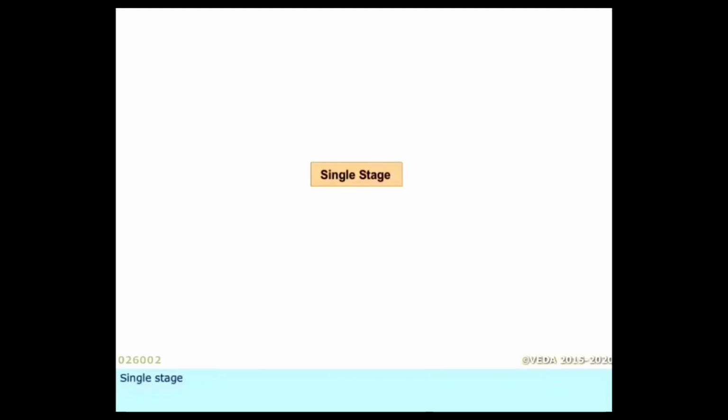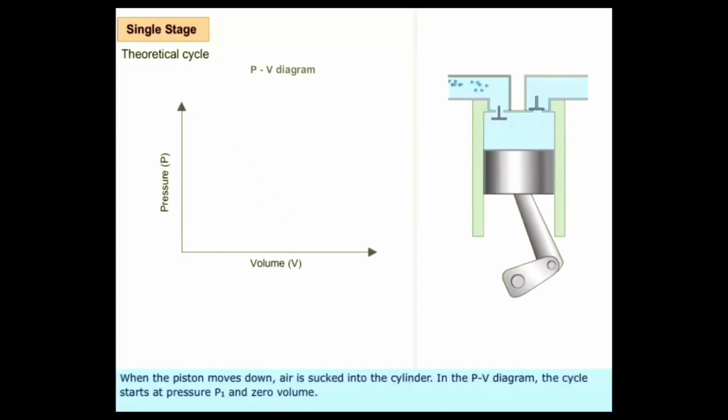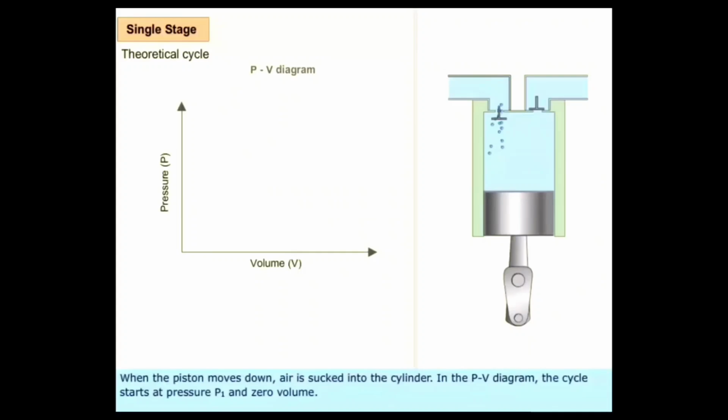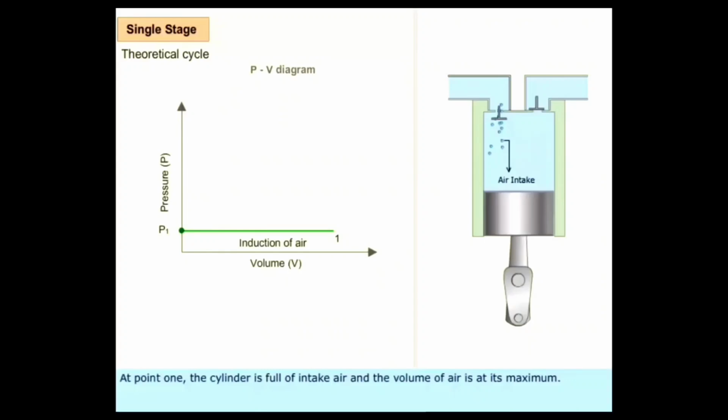Single stage. In single-stage compression, the pressure is increased continuously until the desired level is achieved. When the piston moves down, air is sucked into the cylinder. In the PV diagram, the cycle starts at pressure P1 and zero volume. The induction of air takes place until point 1. At point 1, the cylinder is full of intake air, and the volume of air is at its maximum.